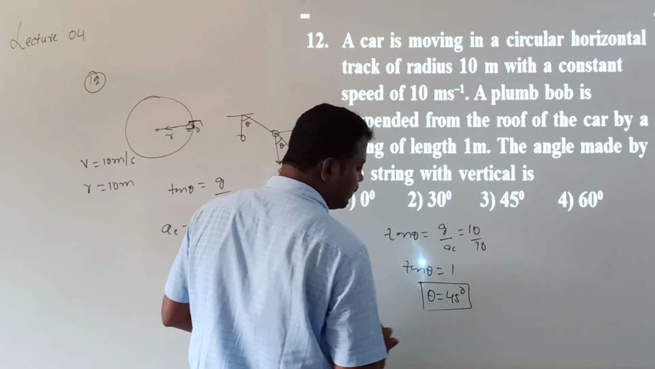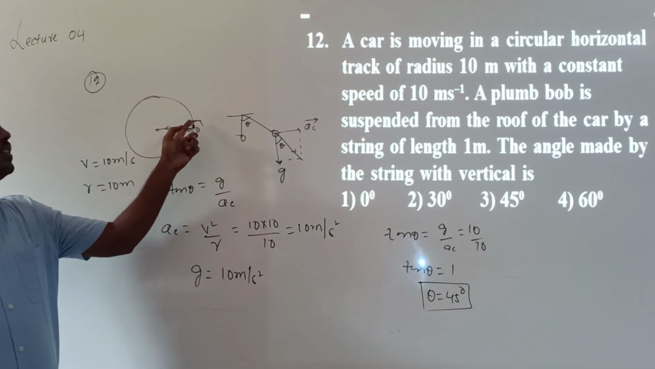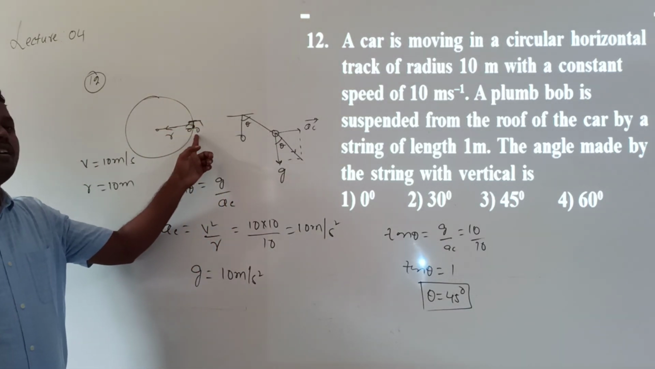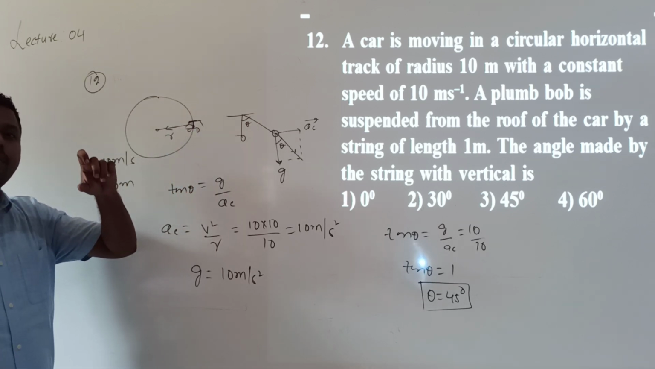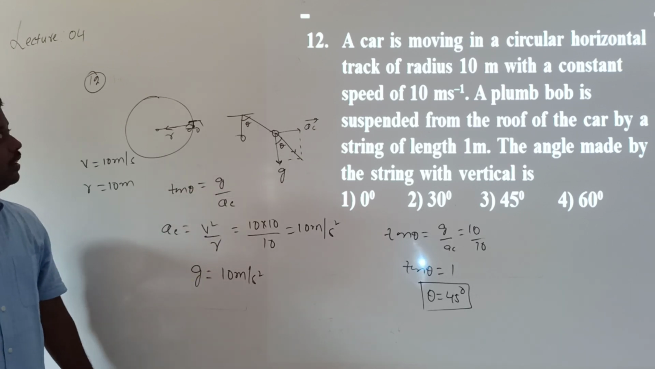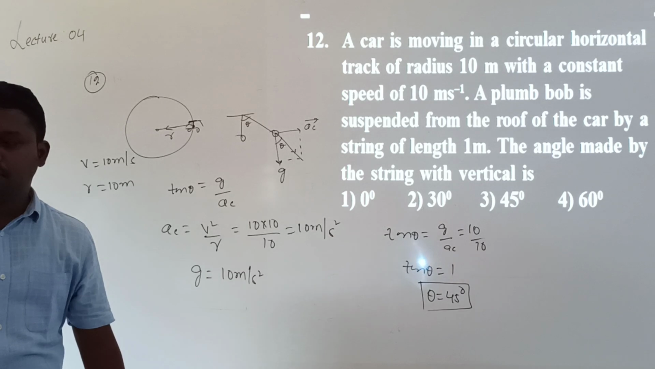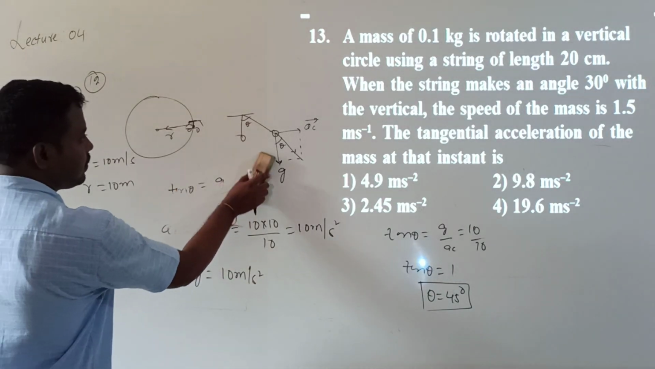Question understood now? Why is this bob displaced? Due to the force acting on the bob. The car is a non-inertial frame of reference. So in a non-inertial frame of reference, what will be there? A pseudo force will be acting. This is question number 12. Next, question number 13.